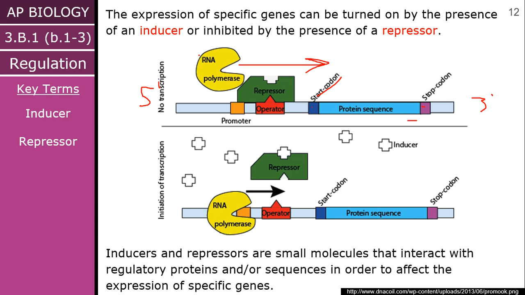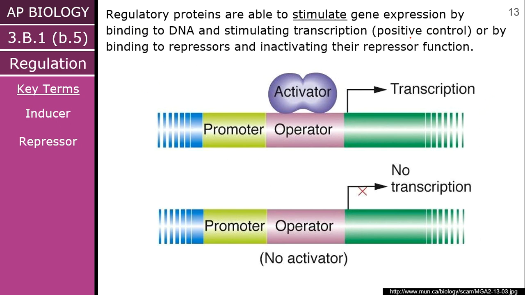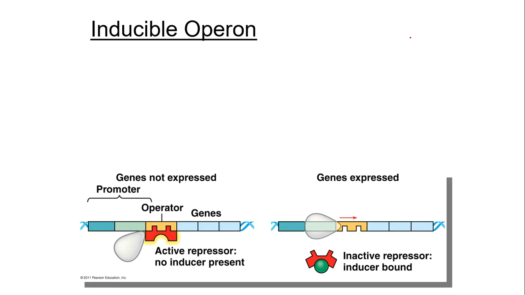So basically, some genes are going to be turned on by an inducer, or some genes are going to be on all the time unless you turn them off, unless you repress them with a repressor. And so there are going to be two different kinds of operons, we're going to start calling them, that you need to be familiar with. And if you only remember two slides from this lecture, this is the first one.